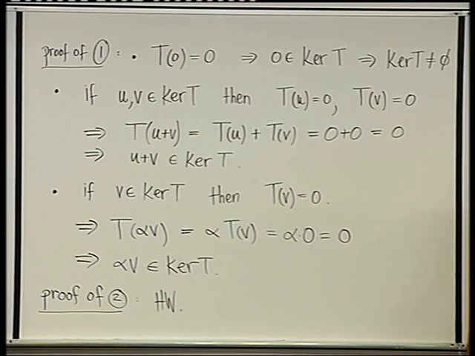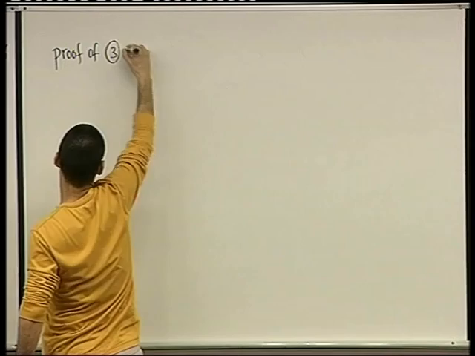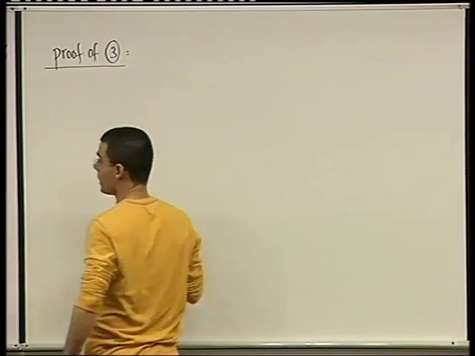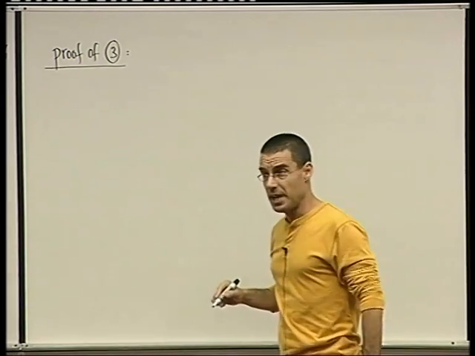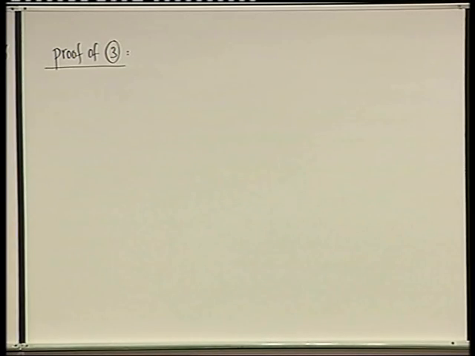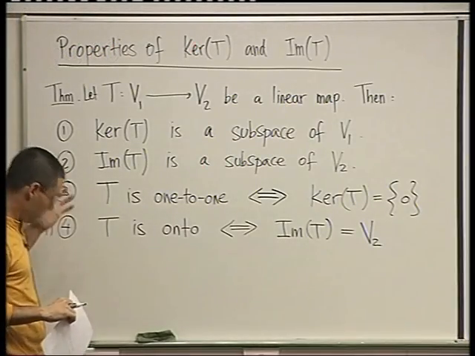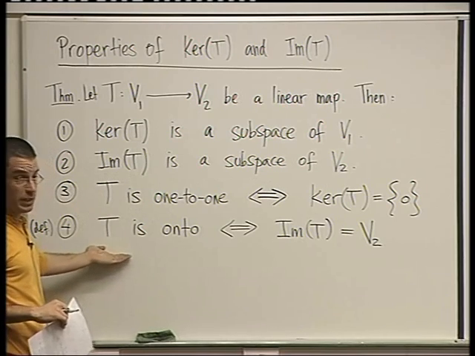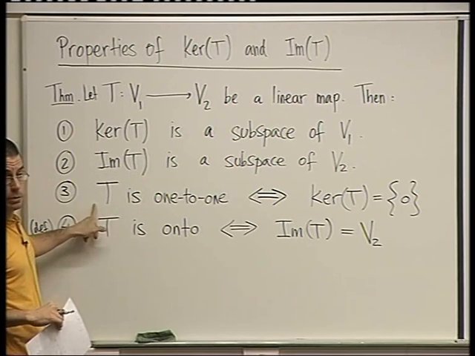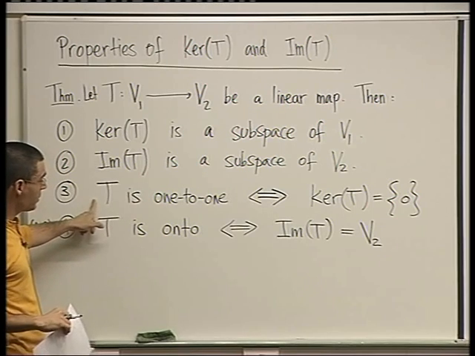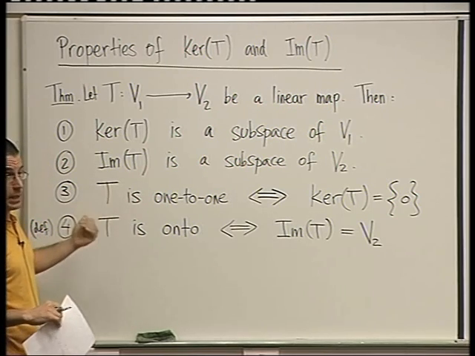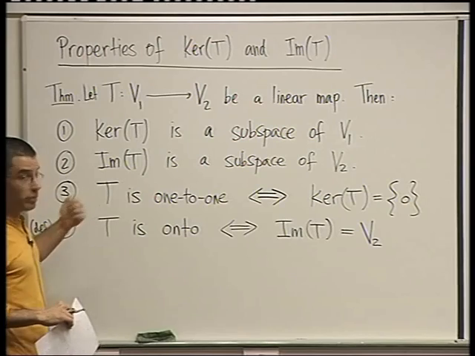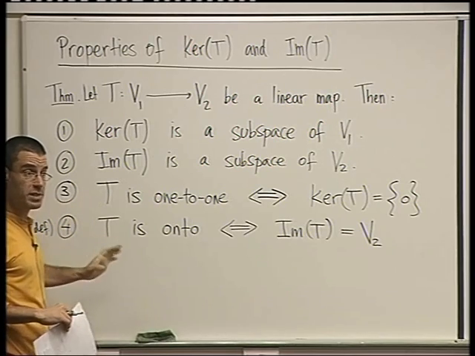Proof of 3. So let's recall what 3 said. Let's go back to the theorem itself. Remember that we don't need to prove 4, because 4 is just the definition. A function is onto if and only if the image is the entire range. But we do need to prove 3. So 3 is an if and only if statement. Therefore, we need to prove both directions, and we're going to prove them separately.